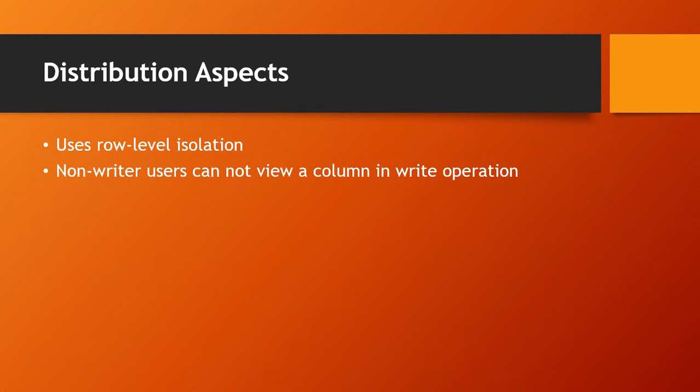We can also say that Cassandra uses row-level isolation, which means that when a write operation is taking place on a row, other users can still view the rows that are not being written on. They can't view or change the rows that are being worked on. The other users have to wait for their turn. They can view other columns or rows as they wish, but not the ones that are being worked on.